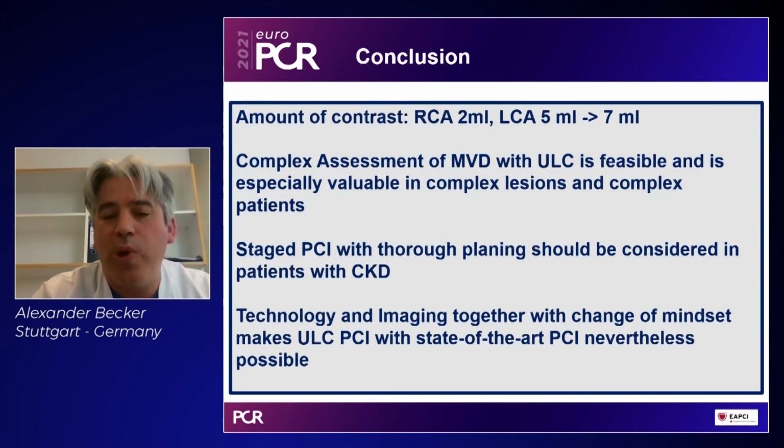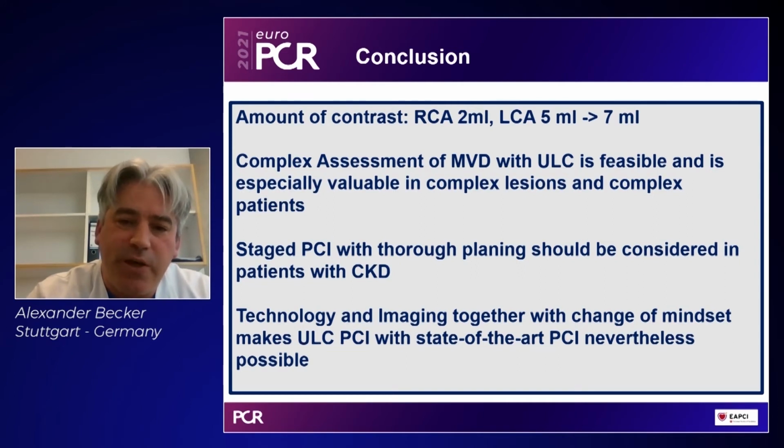In conclusion, we were able to evaluate a diffusely diseased multi-vessel disease using 2 mL of diluted contrast for the right coronary artery and 5 mL of contrast dye within the left coronary artery. A complex assessment of multi-vessel disease patients with ultra-low contrast is feasible. And I think the main topic here is that it's extremely important that you don't skip on evaluating hemodynamic assessment, especially in patients with severe kidney disease. A staged PCI with good planning should be considered, and technology and imaging together with a change of mindset make ultra-low contrast PCI nevertheless possible.